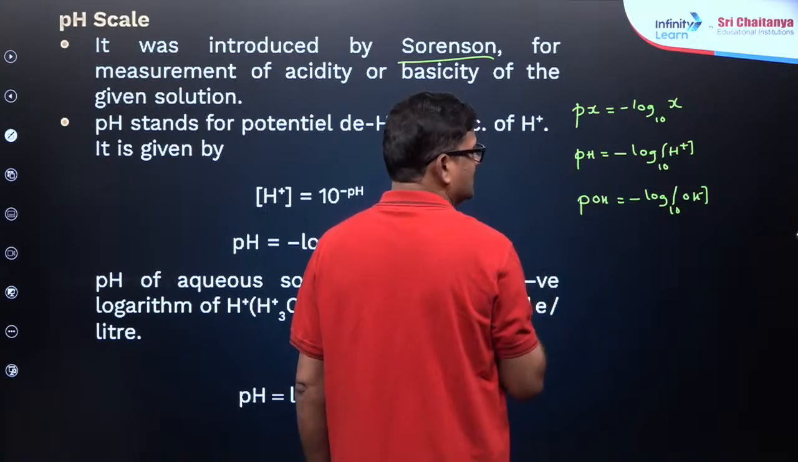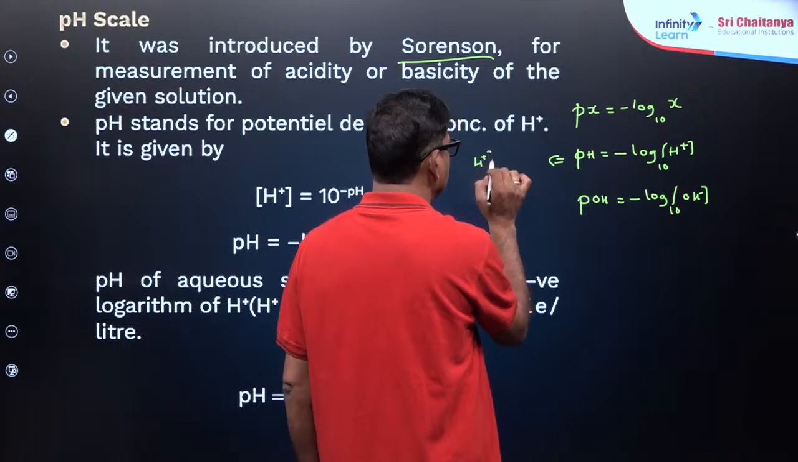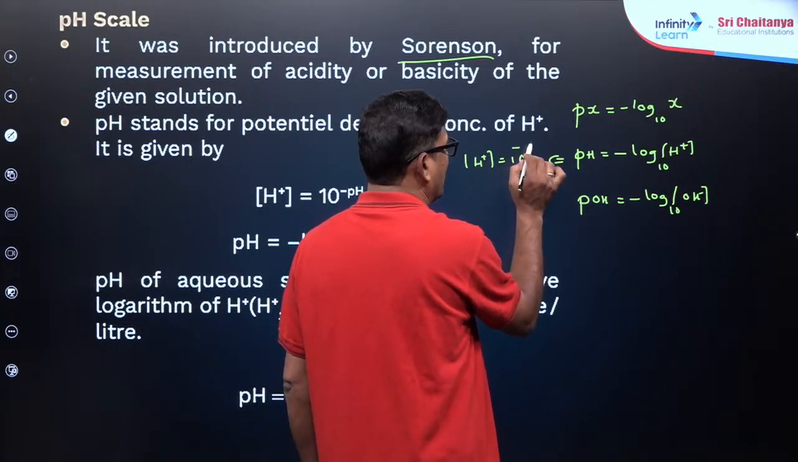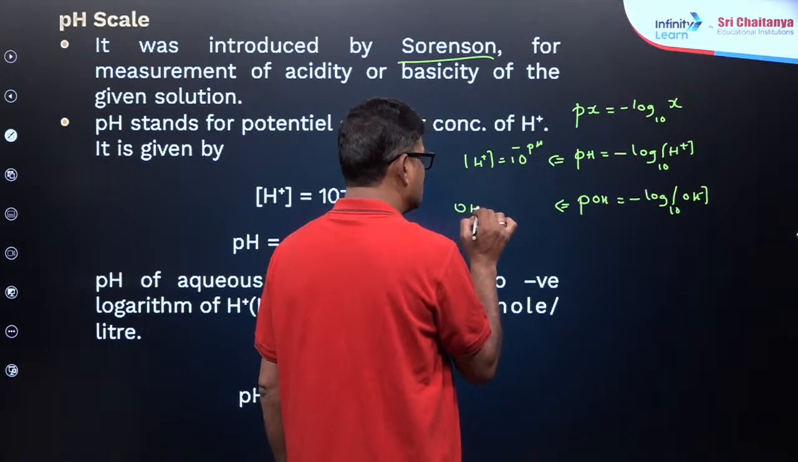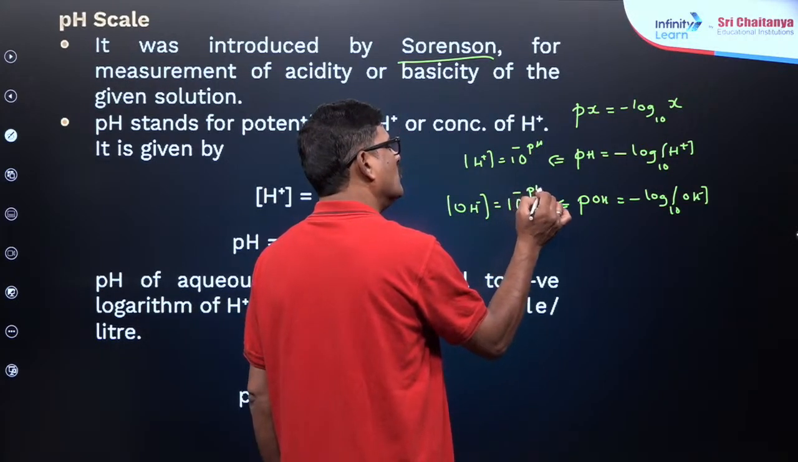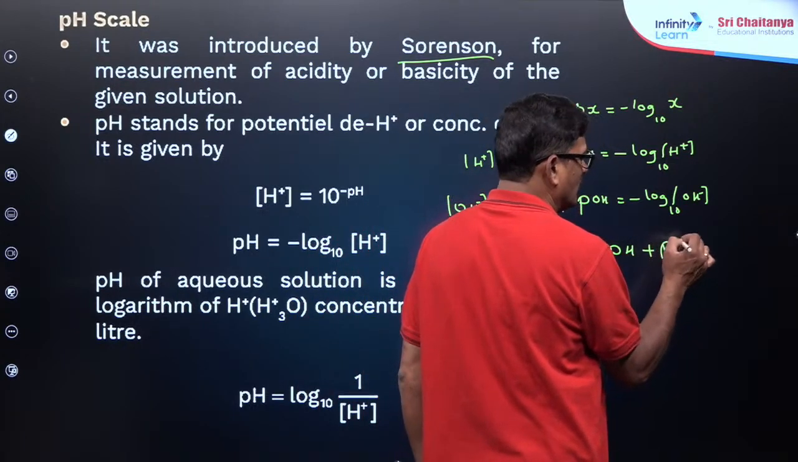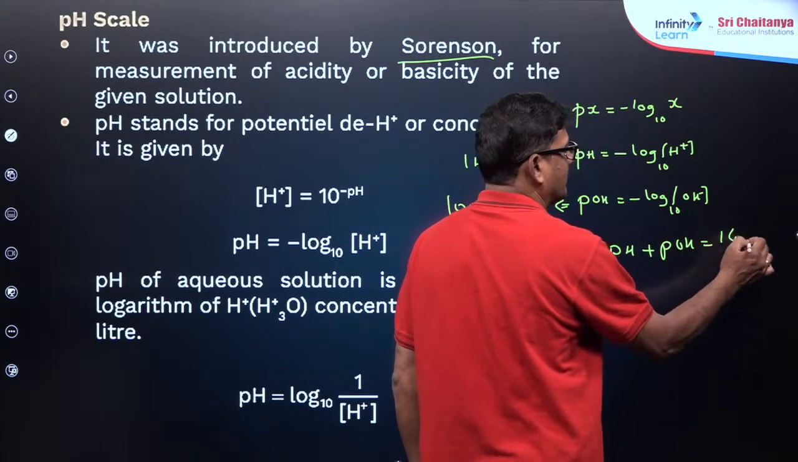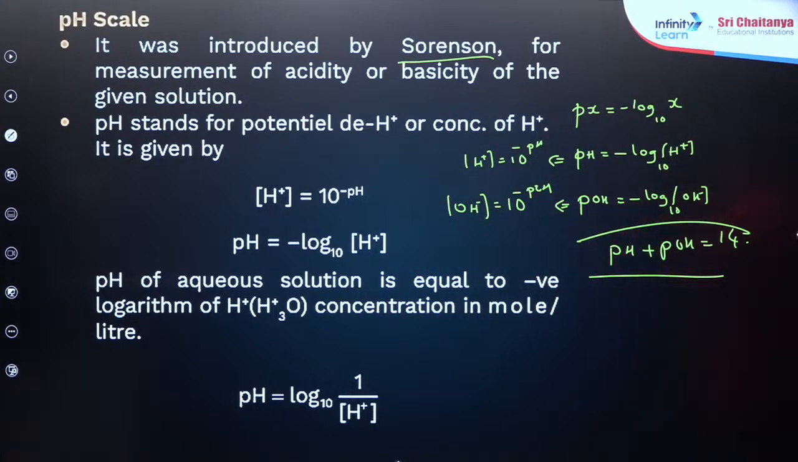From here you can write H plus is going to be 10 raised to minus pH, OH minus is going to be 10 raised to minus pOH, and also pH plus pOH is equal to 14. Mind it, pH plus pOH is equal to 14. Fine.